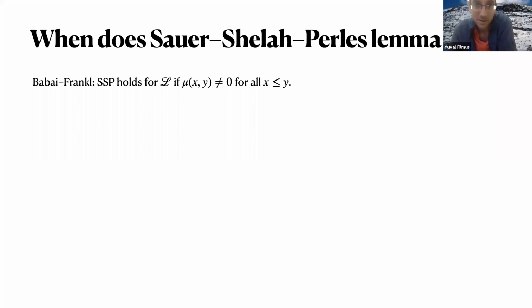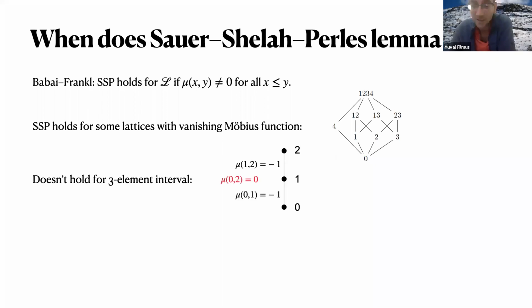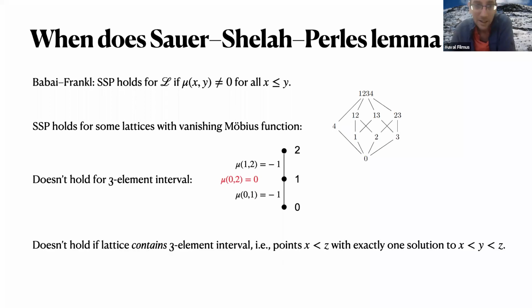This is a reasonable conjecture, but unfortunately it's false. Here's an example of a lattice for which this lemma does hold, but the Möbius function does vanish. In this case, the vanishing Möbius function is between 0 and 1, 2, 3, 4. You can check. And here's this example again, where the SSP lemma does not hold: this 3-element interval. We can generalize this example. If my lattice contains an induced 3-element interval, meaning points x and z where there's exactly one point y between them, then a similar kind of example shows that the lemma fails.